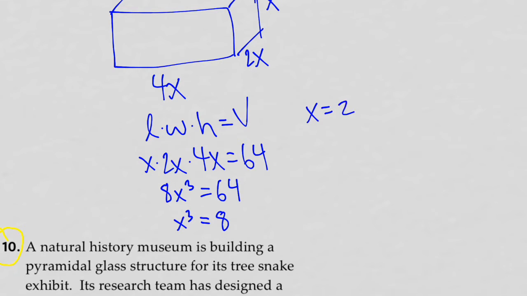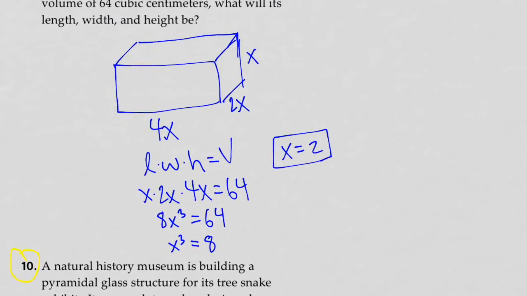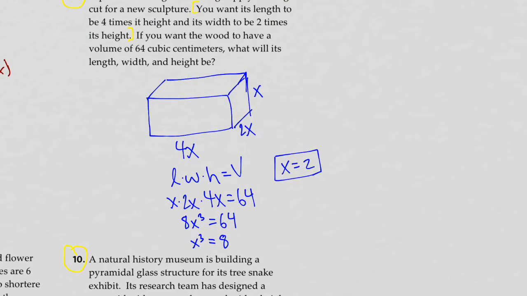X equals 2. There is no plus or minus 2. The only possibility is 2, right? Negative 2 doesn't work. Negative 2 cubed does not give you 8. It gives you negative 8. You want 8. The only answer is 2. So x equals 2. So that is the, what did we say that x was?